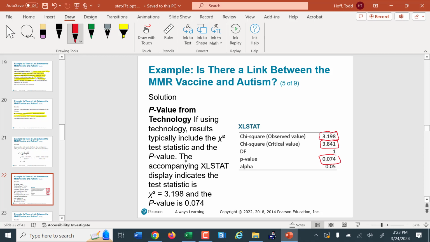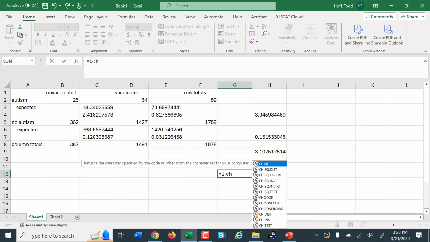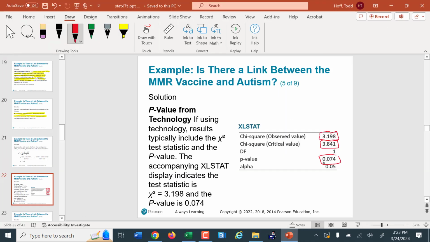We can do the p-value here in Excel. So it equals 1 minus the chi-squared distribution. Now this one, chi-squared distribution.rt, I was playing around with that earlier, and that actually does give the right-tailed. But we're used to everything being left-tailed, so I'll just use this here for now. H9, 1 degree of freedom, and true for cumulative. And we get 0.074 as our p-value.